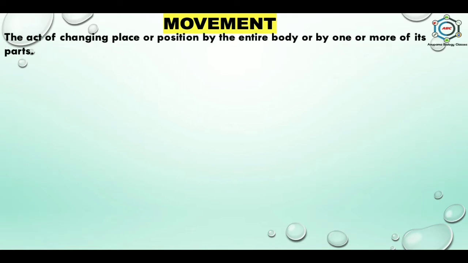Today we will understand about the human muscular system, and this video is section A of part 6. At first, we will know about movement, levels of movement and types of movement. Here, the act of changing place or position by the entire body or by one or more of its parts is known as movement. And we discussed earlier in the first video that movement is on three levels. First one is on cellular, then organ, and then organism level.